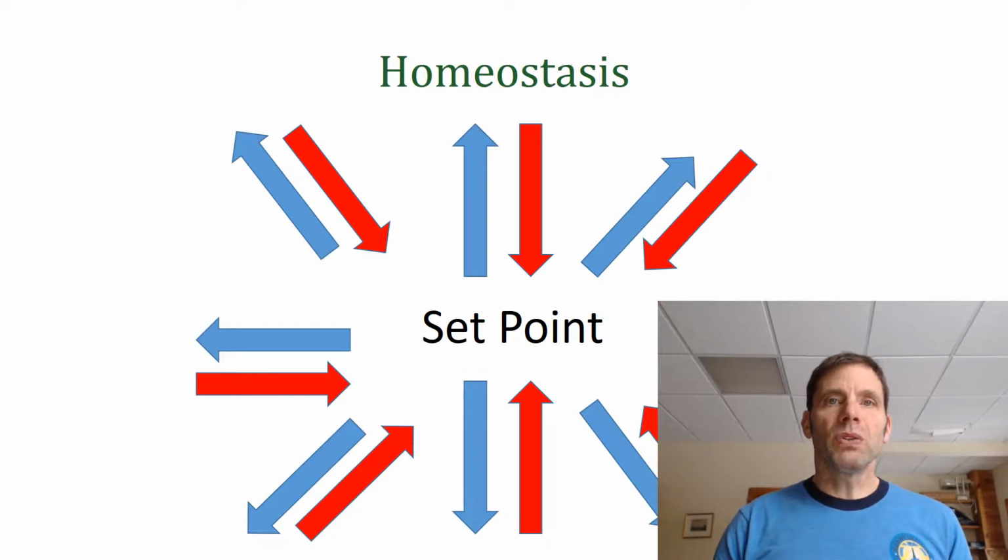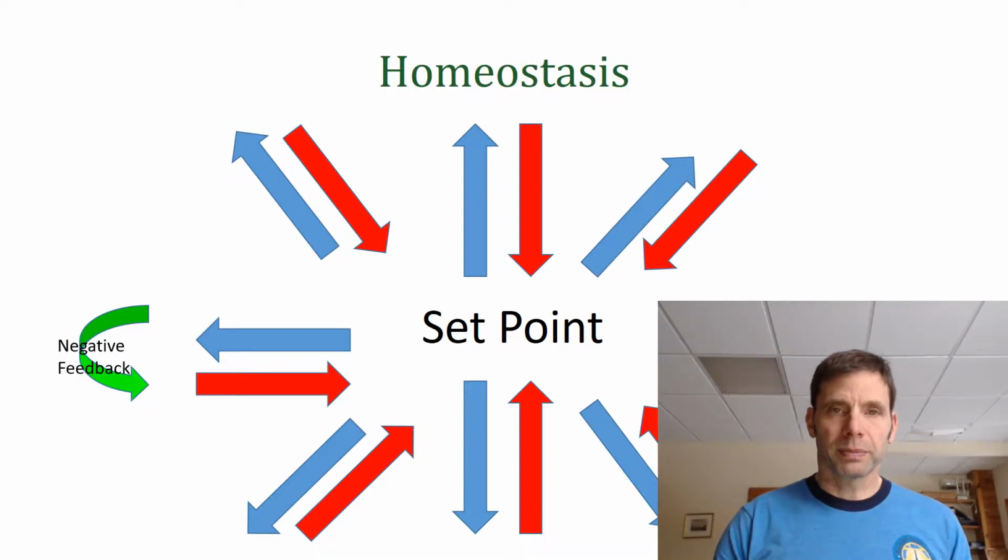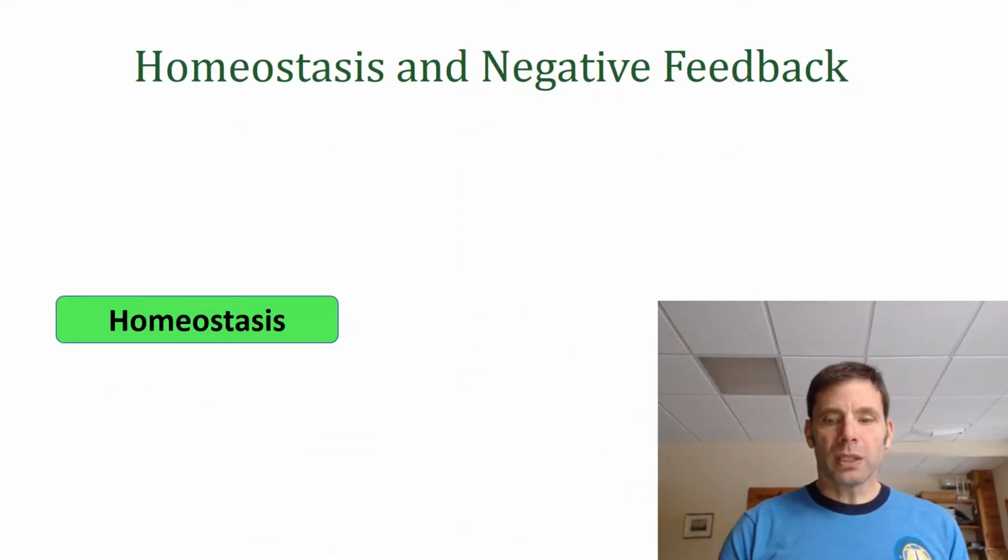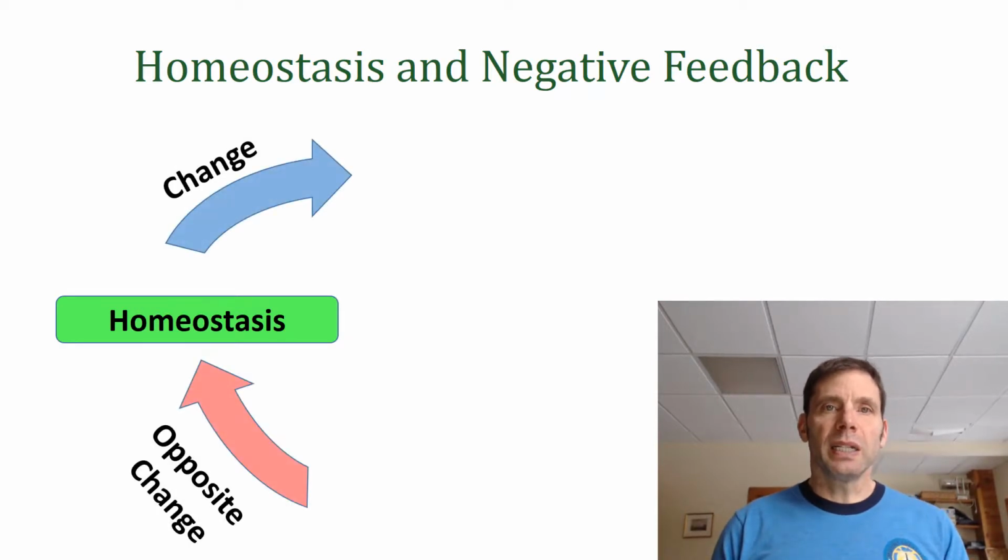So it doesn't matter what the movement is, what the deviation is. If there's some movement away from a set point, that movement has to be countered by a movement in the opposite direction. This process that maintains homeostasis or maintains the environment at a set point is called negative feedback. Negative feedback because the response is the opposite from the initial change. So if we start at homeostasis, we know that any change has to be countered by the opposite change.